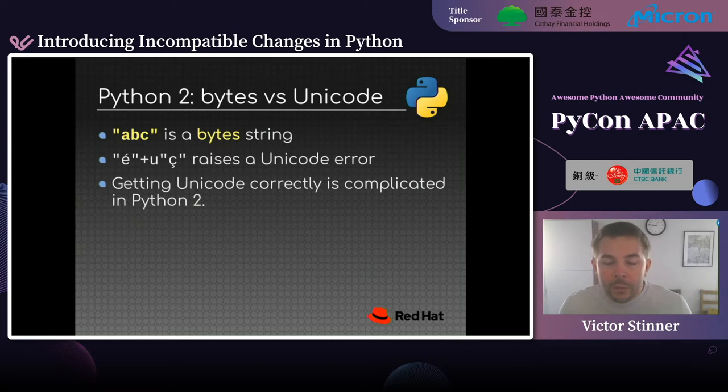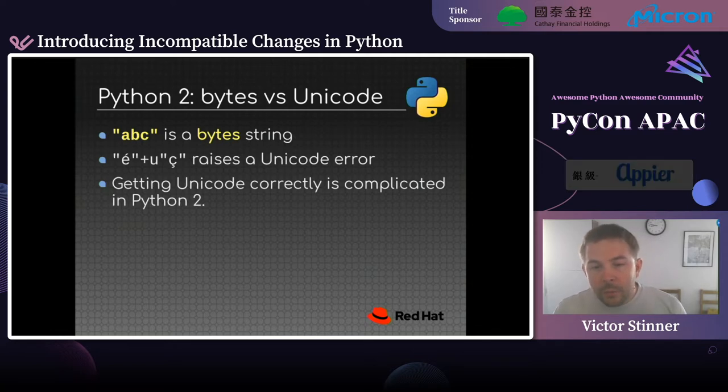So when you would like to concatenate two strings, one byte string and one Unicode string, Python 2 tries to be nice and automatically convert the byte string to Unicode by decoding the string from ASCII. For example, in this short example, you concatenate two non-ASCII strings, and you get a Unicode error because the first string is a byte string and it cannot be decoded from ASCII. Getting Unicode right in Python 2 was very complicated because of the automatic conversion from bytes to Unicode, and also because Unicode was not a first class citizen, you had to opt in for Unicode.